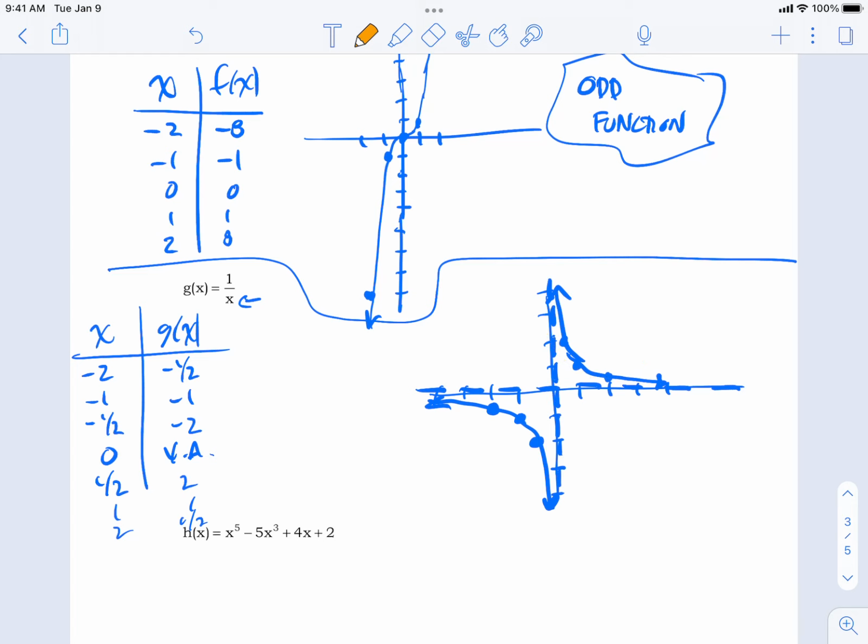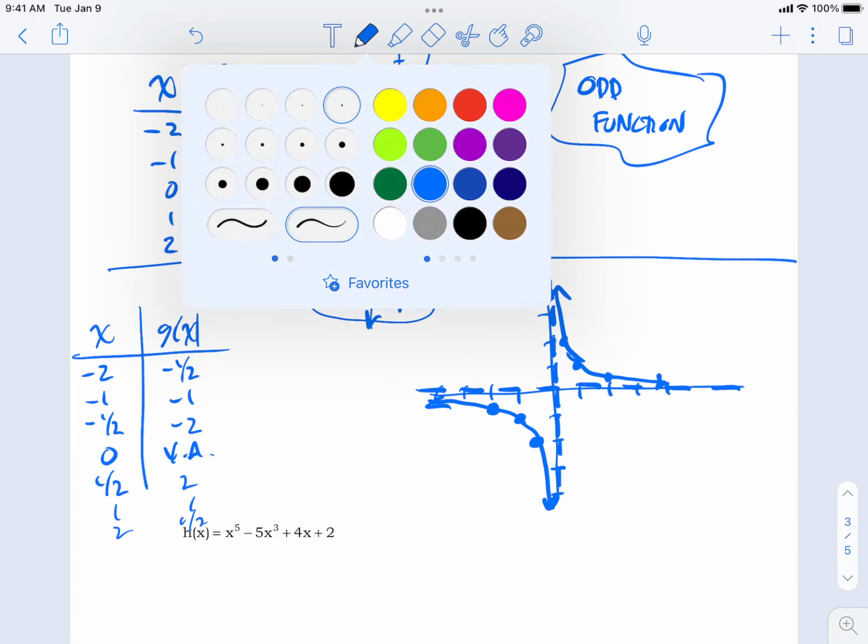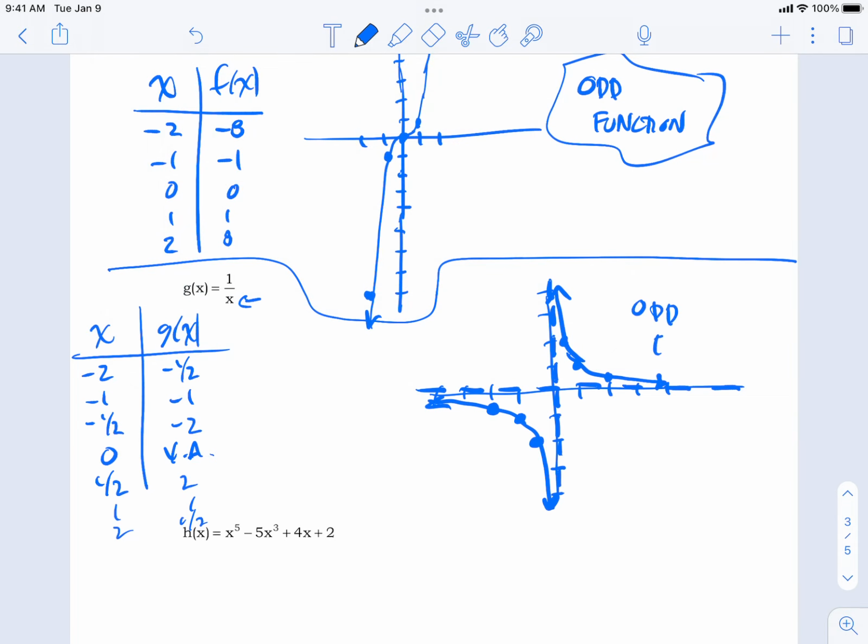Or, of course, you can look at it as double reflecting. First, reflect it over this axis, and then take that and reflect it over that axis, right? However you want to look at it, however you slice it, dice it, whatever, it's an odd function. It's a beautiful example of an odd function. Okay, cool.